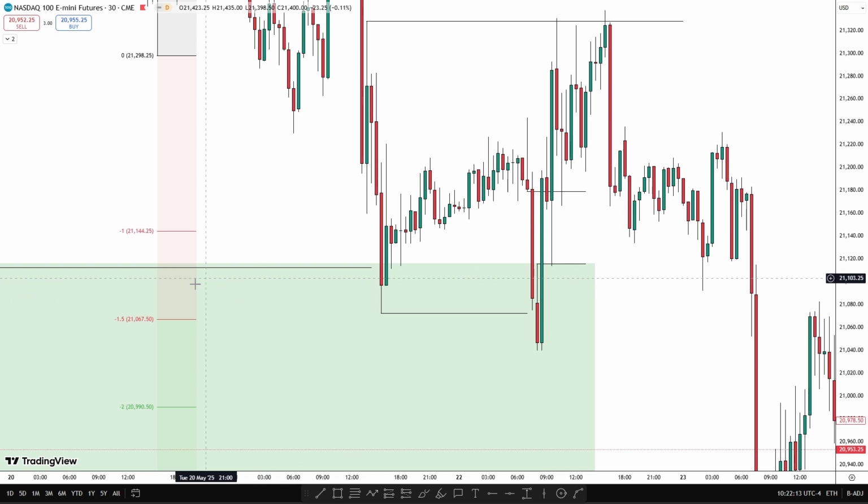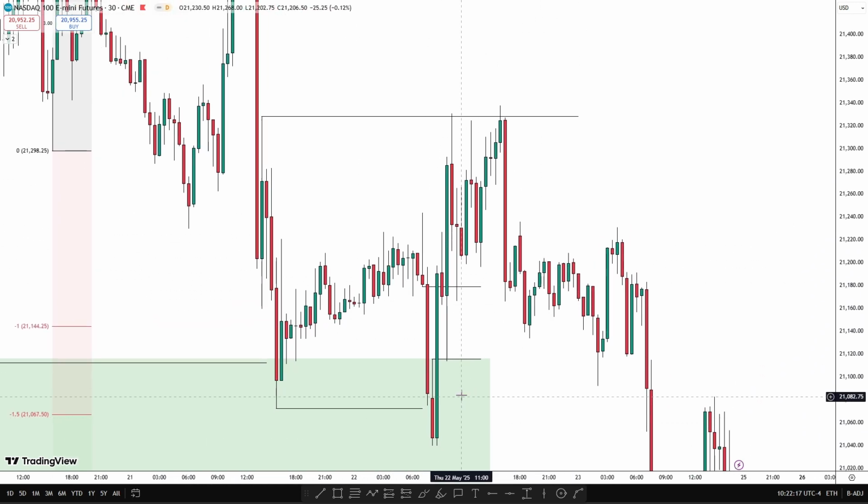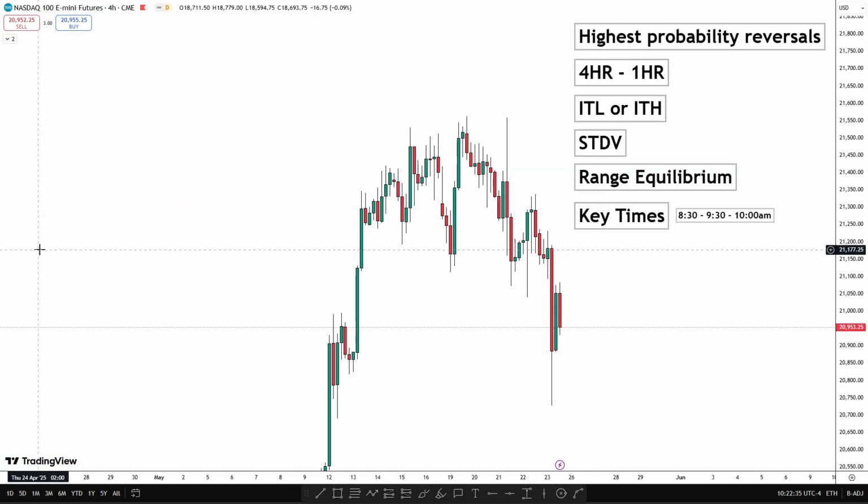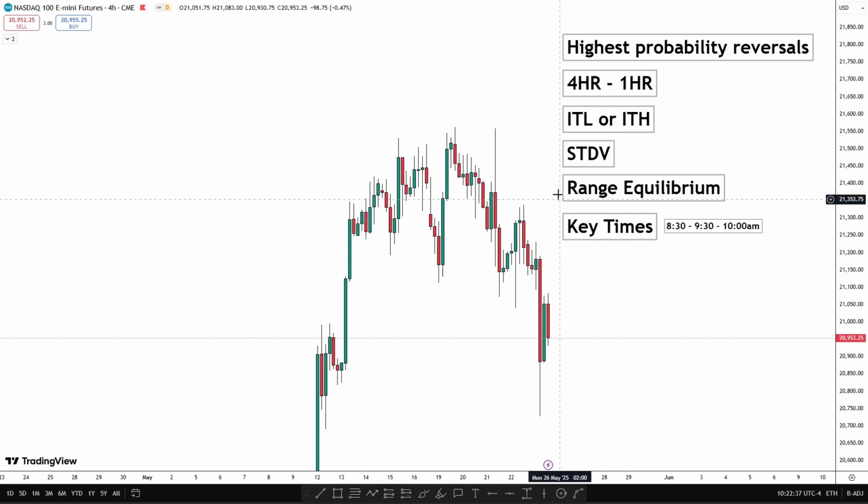So that is how I paired up the reversal point in the market with other concepts and caught the continuation of the reversal for a winning trade. After that demonstration, as you can see, we have used the 4 hour and the hourly to catch our reversal point. We used the intermediate term low, we used standard deviation, and we used our key time.